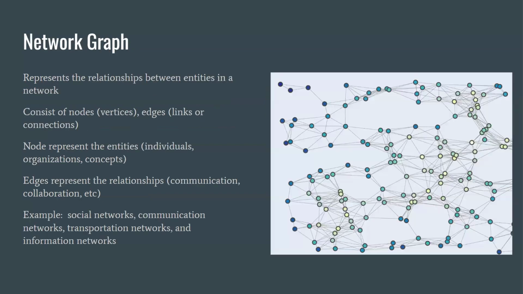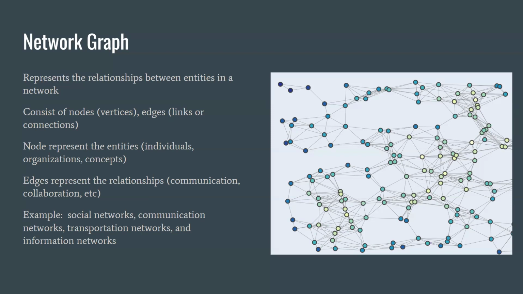Moving on to the next, network graphs. A network graph is a method used to represent relationships between entities in a graphical format. So a network graph consists of nodes that represent the entities and edges that represent the relationships or connections between these entities. These are useful for visualizing complex interconnections.